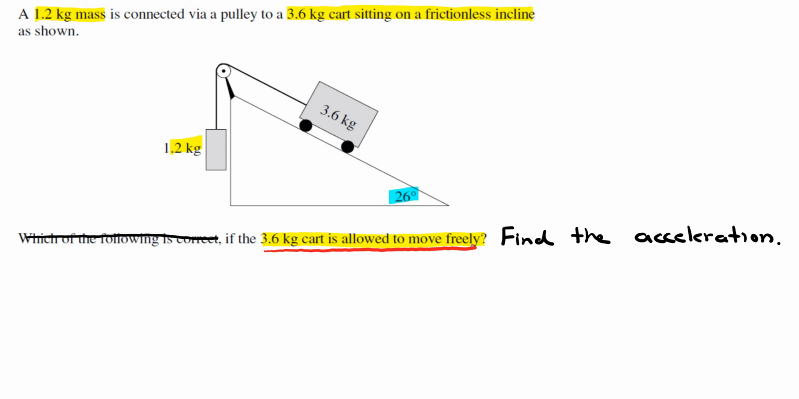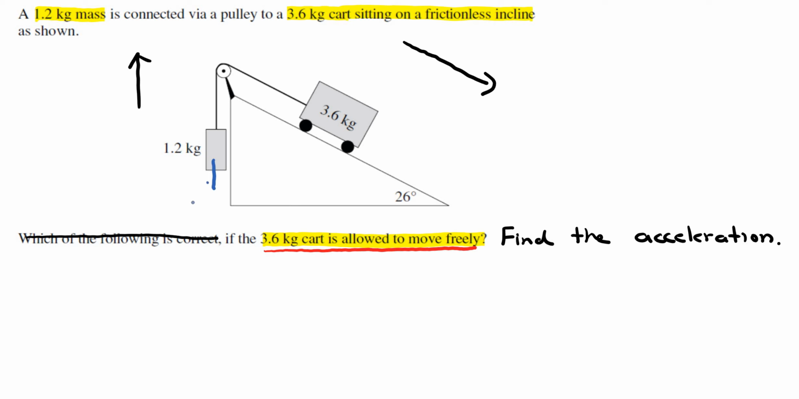Just by taking a look at this diagram, I noticed that the 3.6 kilogram object is heavier than the 1.2 kilogram object, so the system is moving in the direction of the heavier object. The cart is going towards the right, and the 1.2 kilogram object is going upwards. After that, let's create a free body diagram.